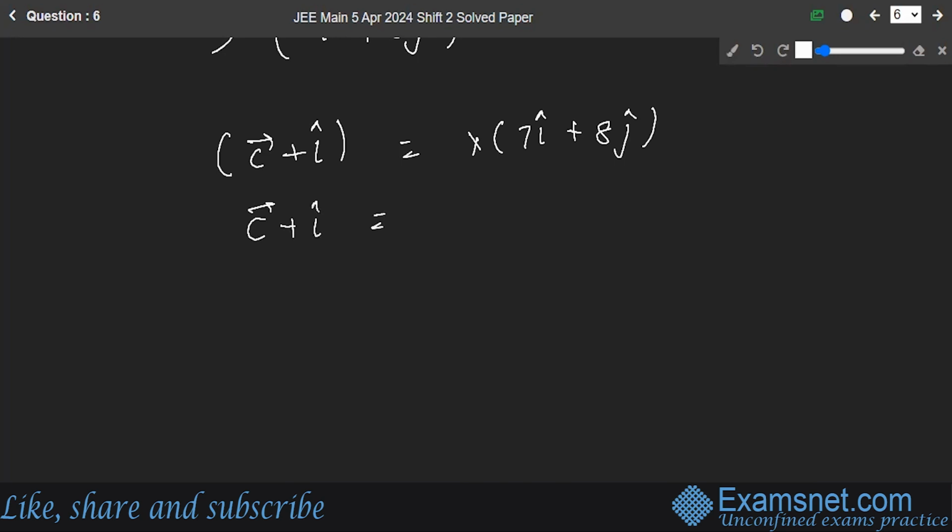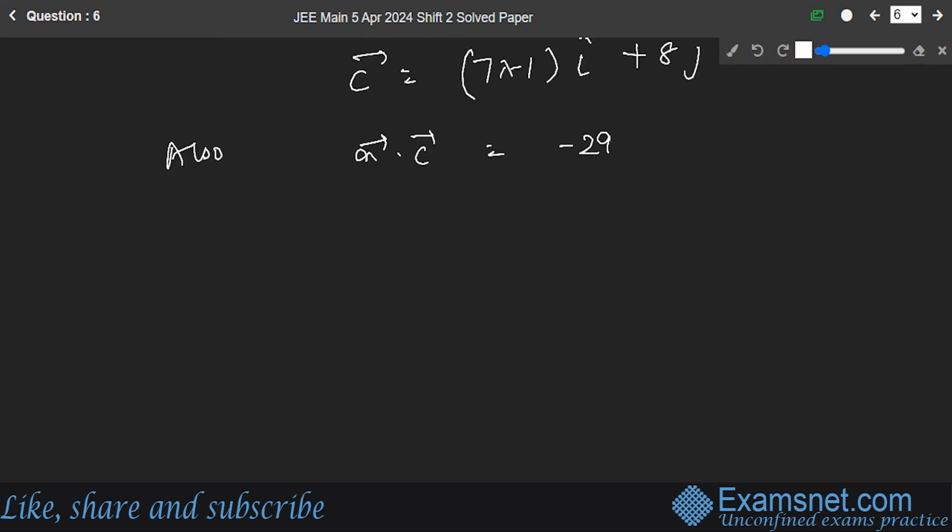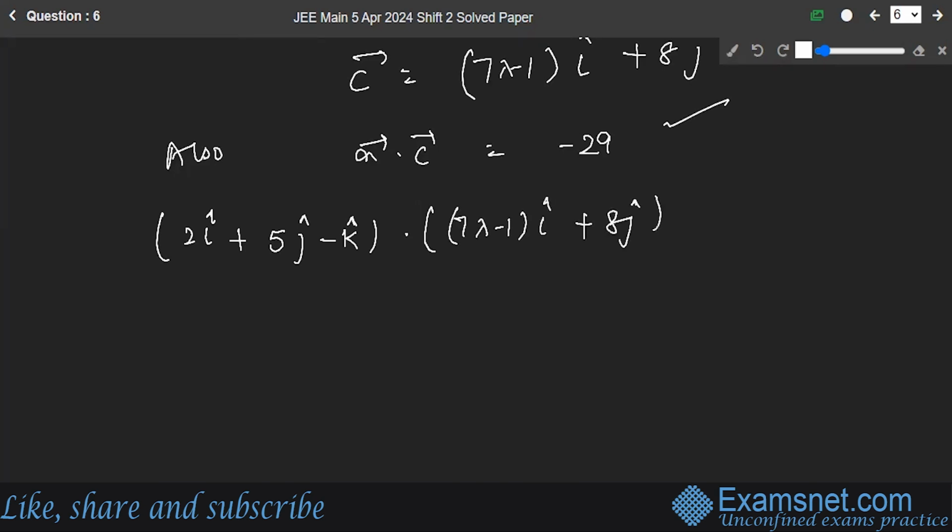Or you have 7 lambda I, 8 lambda J. Let's take this I on this side. So you will have 7 lambda minus 1 I plus 8 lambda J. Also, you are given that the dot product of A and C vector is equal to minus 29. So what is your A vector? 2I, 5J minus K. I got the C vector, 7 lambda minus 1 I, 8 lambda J. This is equal to minus 29.